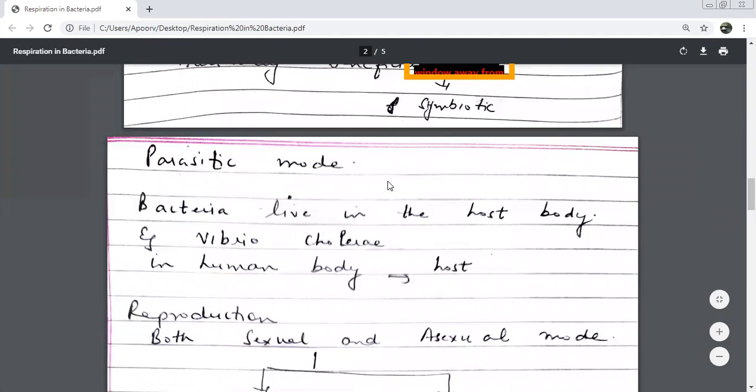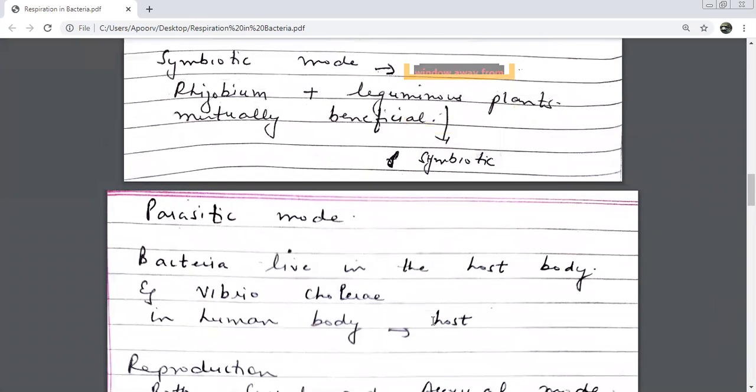Bacteria which live in the host body, even in the human body. I've taken the simplest example, Vibrio cholerae. So the human body becomes the host. If this bacteria enters your body, it normally causes a disease. So very quickly, let us revise the heterotrophic mode of nutrition in bacteria.